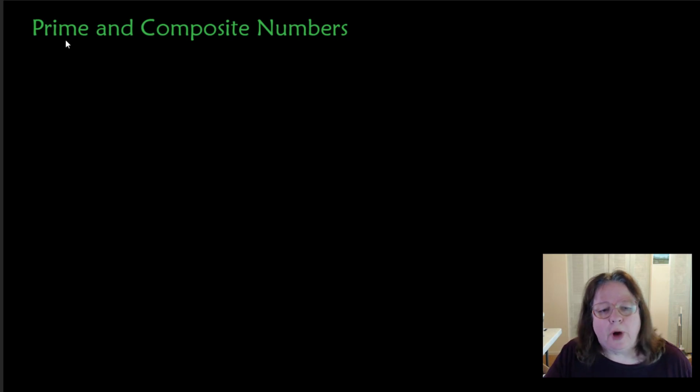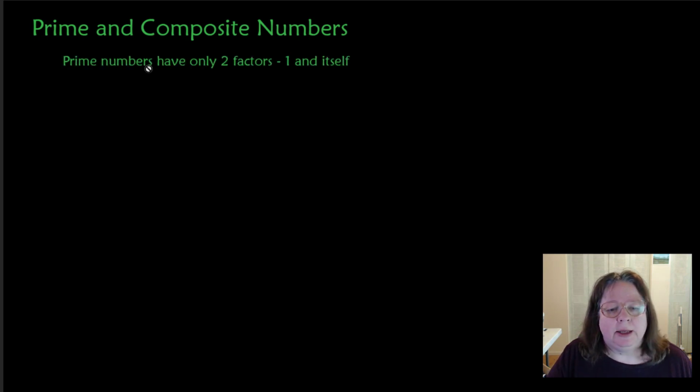Let's talk about prime and composite numbers. A prime number is a number that has only two factors, 1 and itself. For example, the number 2 is a prime number because the only two numbers that can multiply together to get 2 are 1 times 2, and that's 1 and itself.